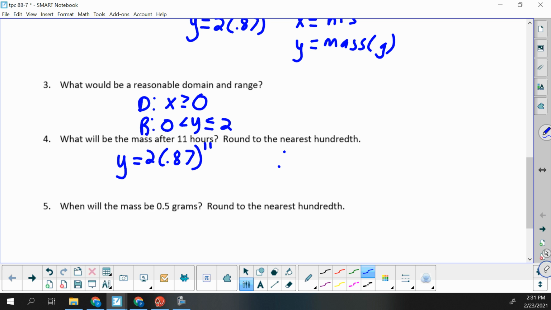So we should have gotten 0.43, and it was a y value we found, so it was grams.